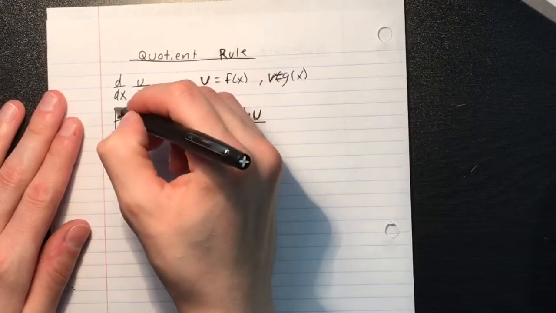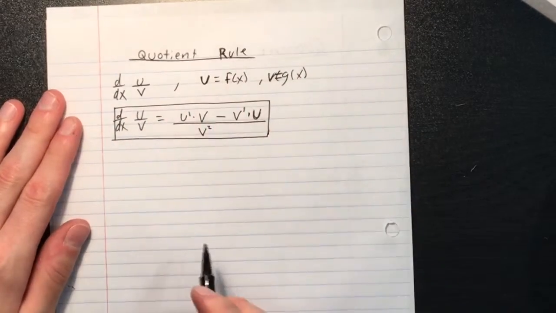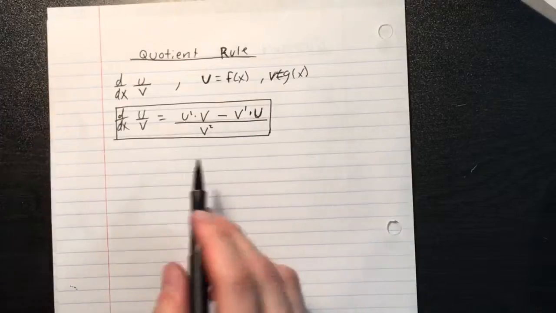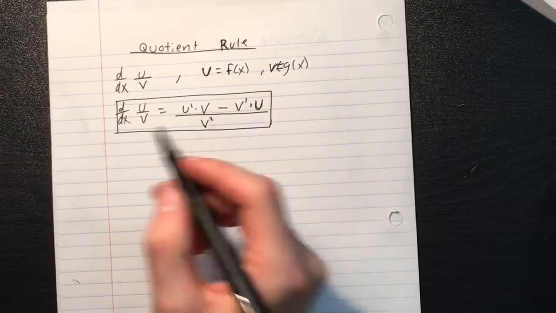And I'll put a square or rectangle around this. And so that's the quotient rule. That's what the quotient rule states. And to make sense of this, let's work through an example real quick.